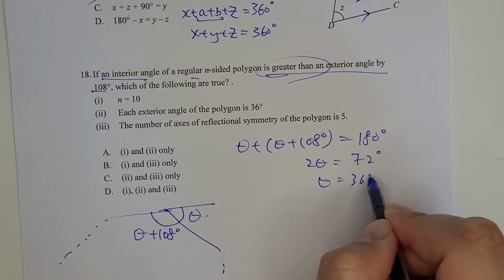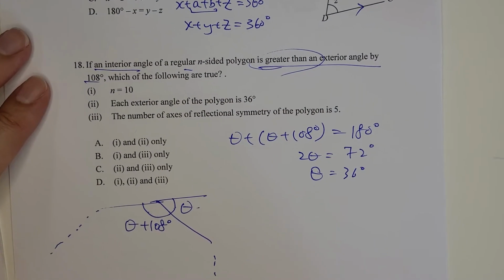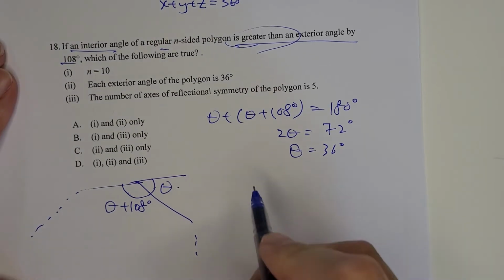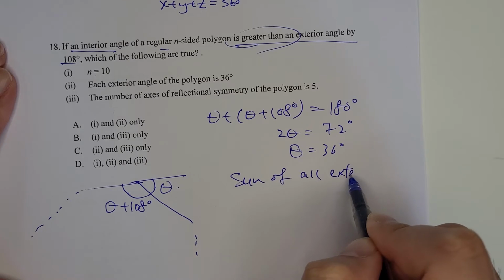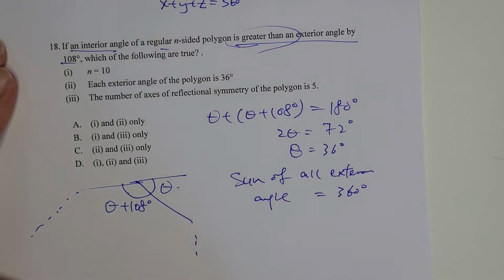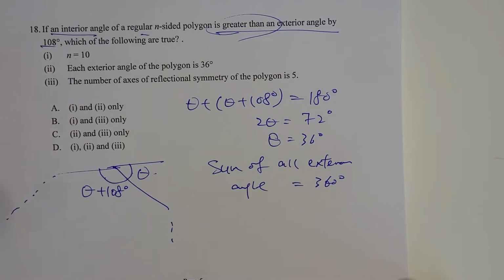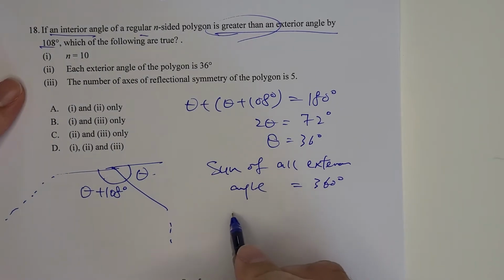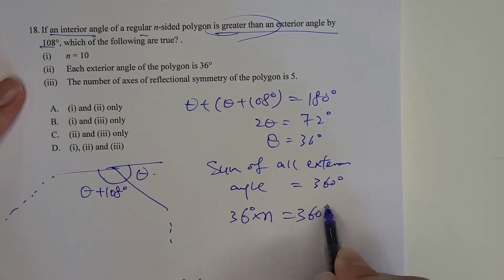Theta, that is 36 degrees. The exterior angle is 36 degrees. So how do we find the number of sides n? As you know, the sum of all exterior angles is 360 degrees for any polygon. So one exterior angle is 36 degrees, but you have n of them. Set the equation like this, and n equals 10.